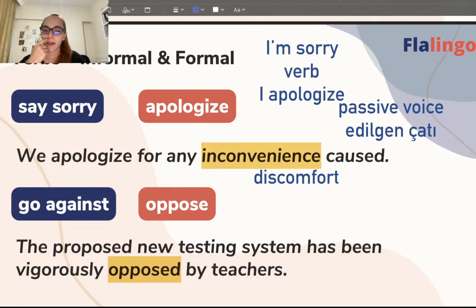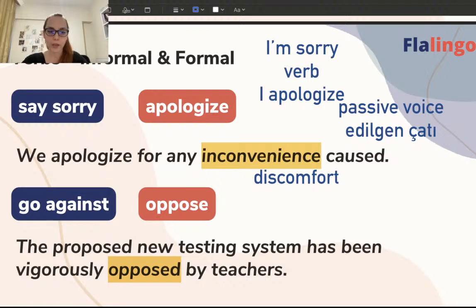Go against and oppose mean not agreeing on something, but you're not doing this in a kind way. You're expressing your ideas with anger, maybe, because not agreeing means that you are comfortable with it but you do not agree, but going against something is like covering your ideas with strong words and strong meanings.